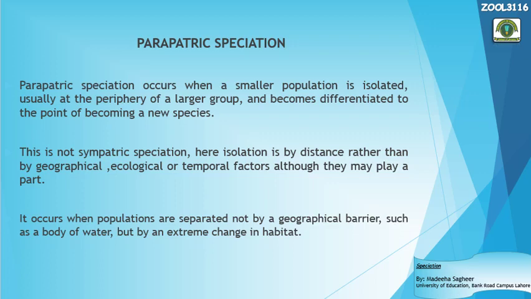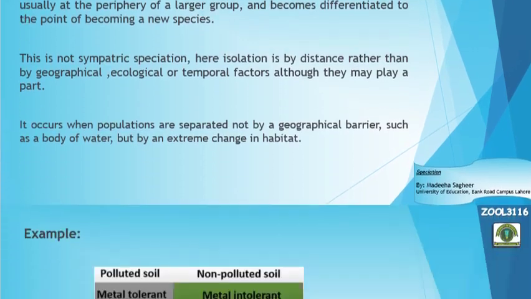So it occurs when populations are separated not by geographical barriers such as a body of water, but by an extreme change in the habitat. This is what I have talked about: there will be a change in the habitat. The species is the same, but a small group subjected to the change in habitat will adapt themselves to that habitat and ultimately develop into a new species.